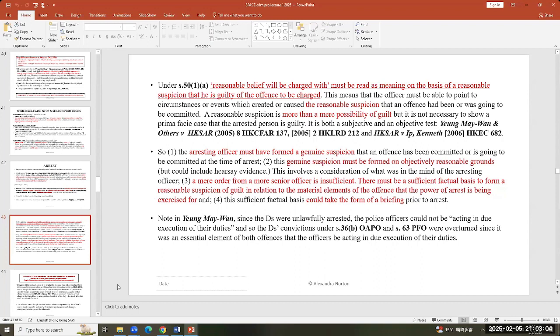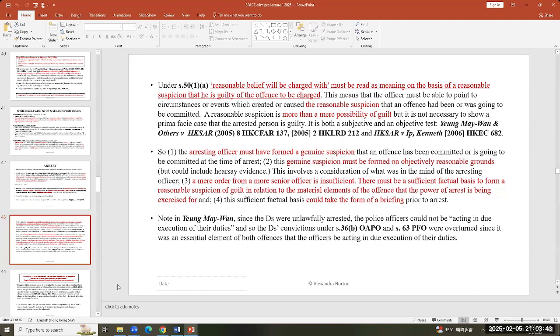Why not? Because they hadn't been given a proper briefing. They'd just been told to go and arrest these people at the scene. So there was no reasonable suspicion in the mind of the arresting officers. And because an element of the later charges was that the officer had to be acting in due execution of their duty, if they weren't acting in due execution of their duty, because they made an unlawful arrest, because they had no reasonable suspicion that an offense had been committed, then an element was missing of the later charges. So those charges had to be dismissed as well. So they were acquitted of those charges.